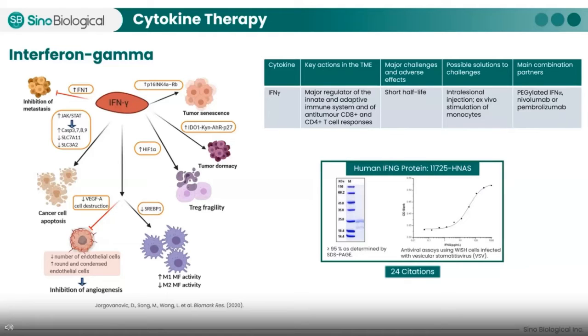In patients with ovarian cancer, intraperitoneal administration of interferon gamma was associated with substantial tumor regressions. Sino Biological offers high-quality recombinant human interferon gamma protein, and this product has been cited over 24 times.